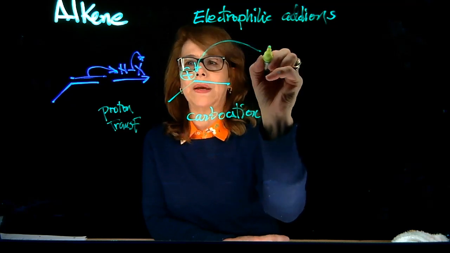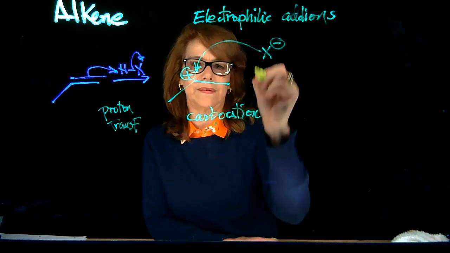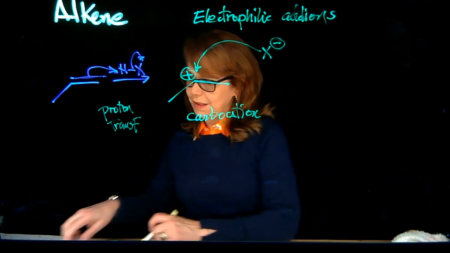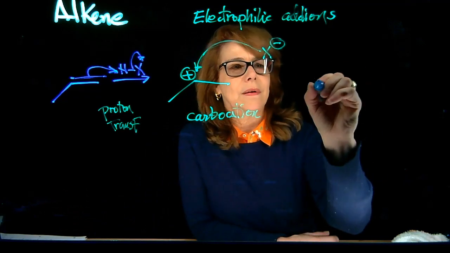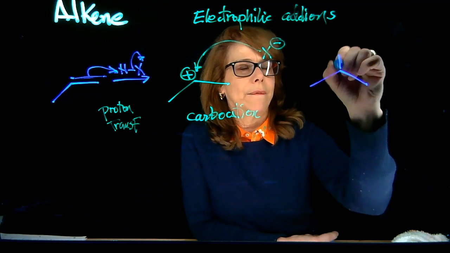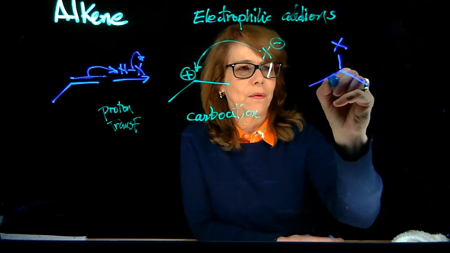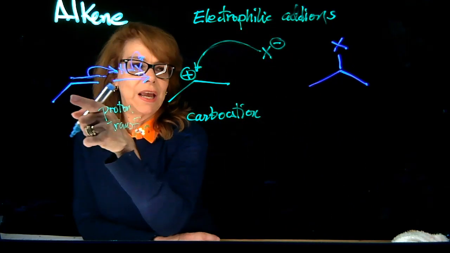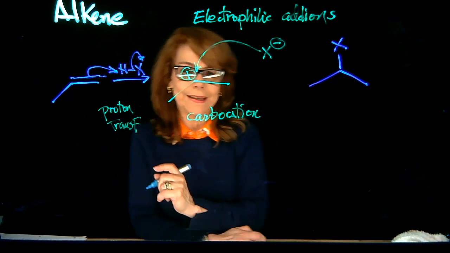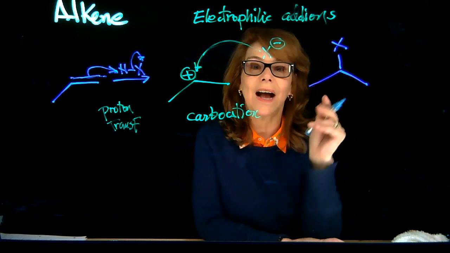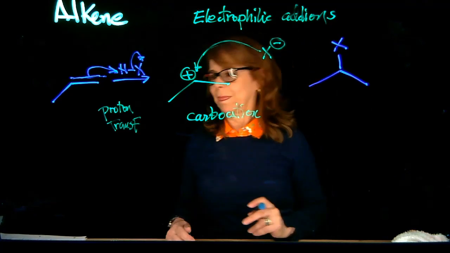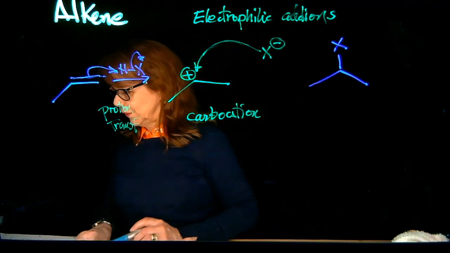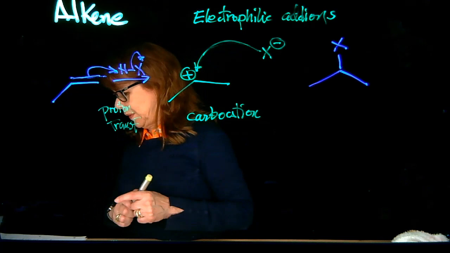In the second step, we will have the attack by the nucleophile, which in this case is the halide. And now we are forming the following. So the end result is that we have added H and X across the double bond. But let's do another example of that.